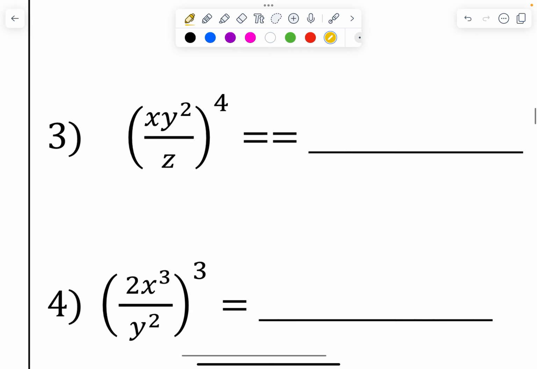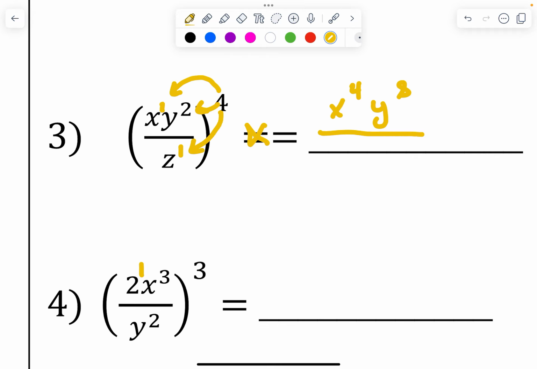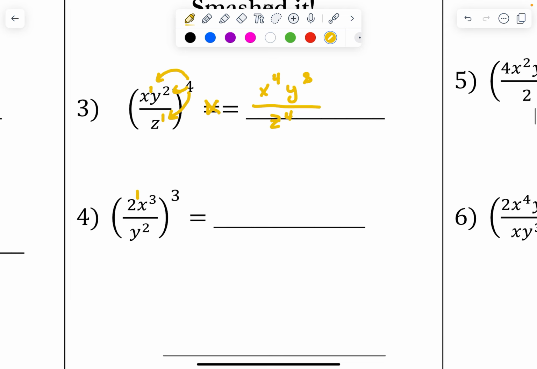Here we go. Now there's a lot of missing ones, right? So I've got a 1 here, and I've got a 1 here, and I've got a 1 here, and I think that's it. So now let's go ahead and distribute everything. X to the power of 1 times 4 is x to the 4th, and actually, oops, ignore this extra equal sign. Y to the power of 2 times 4 is y to the 8th. And last but not least, z to the power of 1 times 4 is z to the 4th. Done. And that's a 4.